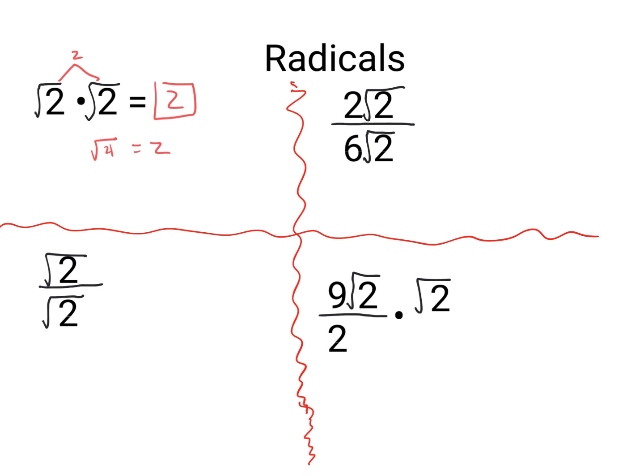Okay. 2 square root of 2 over 6 square root of 2. Remember, radicals can cancel out just like anything else. If you have a number on top that's the exact same as on bottom, you can cancel them out. So that square root of 2 and that square root of 2 cancel. Because if you think about it, square root of 2 divided by square root of 2 is just 1. It's just going to go to 1. And then we're left with 2 over 6, which when we reduce that just gives us 1 over 3.